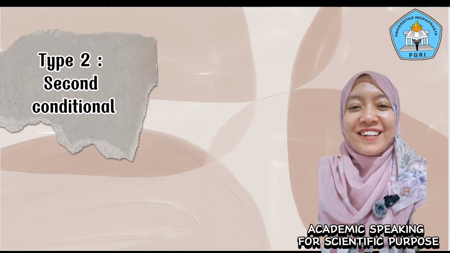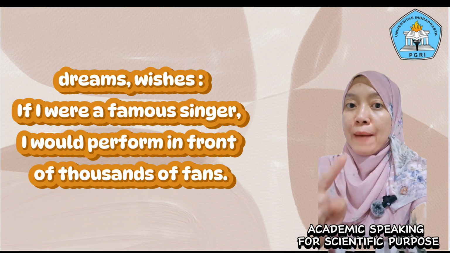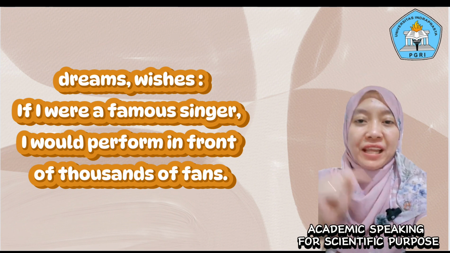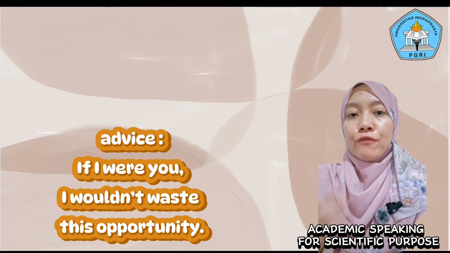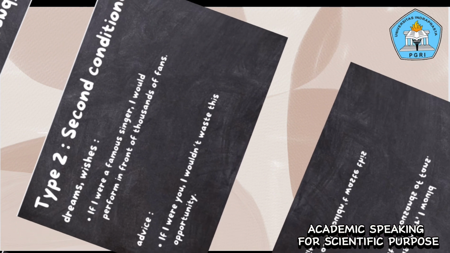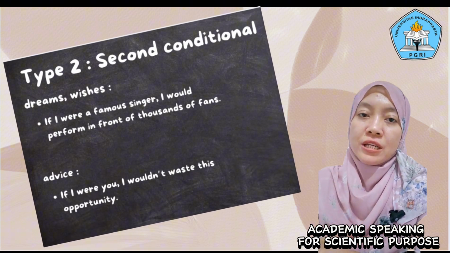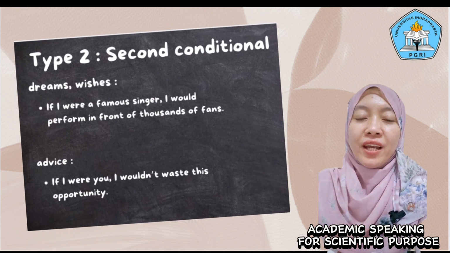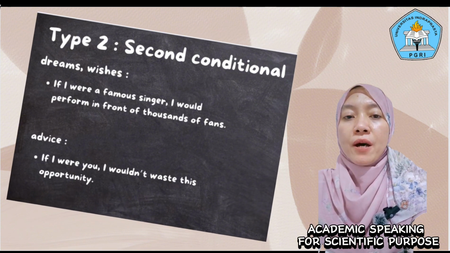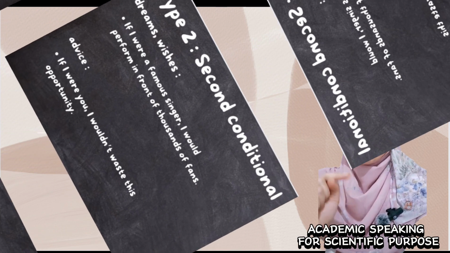We also use second conditional for dreams, wishes, or advice. For example, if I were a famous singer, I would perform in front of thousands of fans. And for the advice, if I were you, I wouldn't waste this opportunity. So, basically, second conditional is all about imagining what could happen if things were different. Isn't it interesting how English helps us talk about real and imaginary ideas? Great! Ready to see what's next?